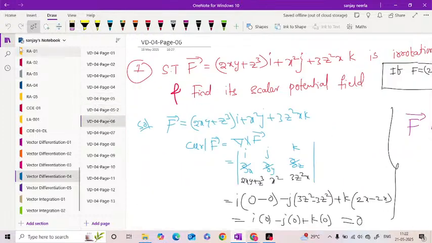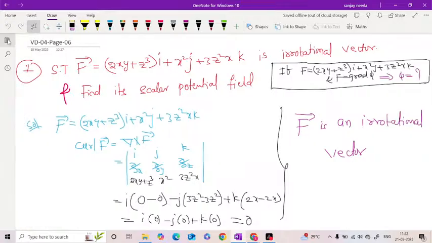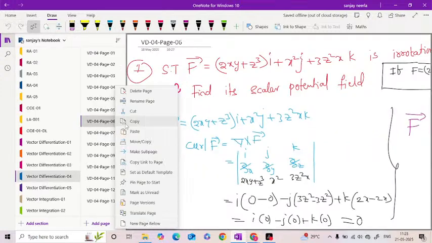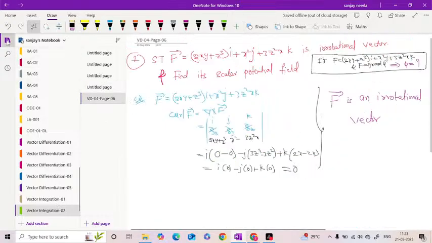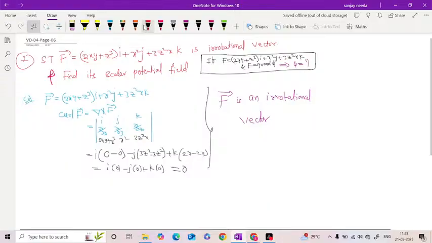Okay, so this is the first question. In the previous class we have seen it. The first question: F is equal to (2xy plus z cube) i plus x square j plus 3 z square k is an irrotational vector, and find its scalar potential field. Okay, we are solving the same question again, don't confuse. But with a small modification. So this is the first question.